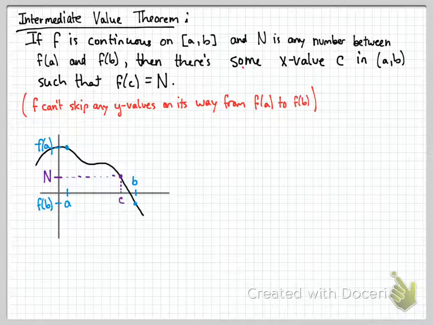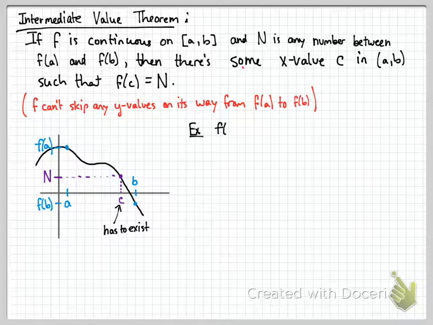So I can't skip over the y value n. It has to actually hit that y value. And when it hits that y value, you get an associated x value c. That c has to exist. That's what the intermediate value theorem tells you. This sounds kind of obvious, but there's actually some nice applications. Here's just one simple one.